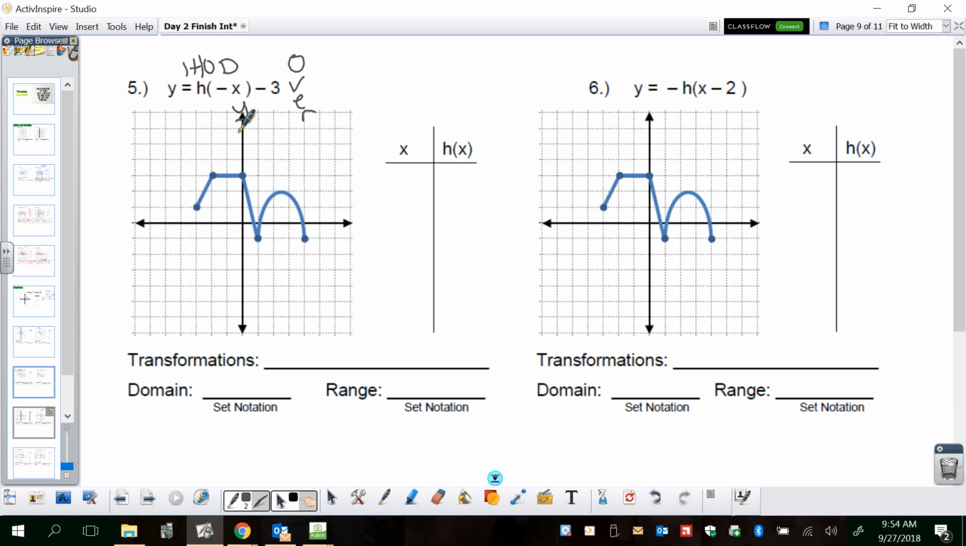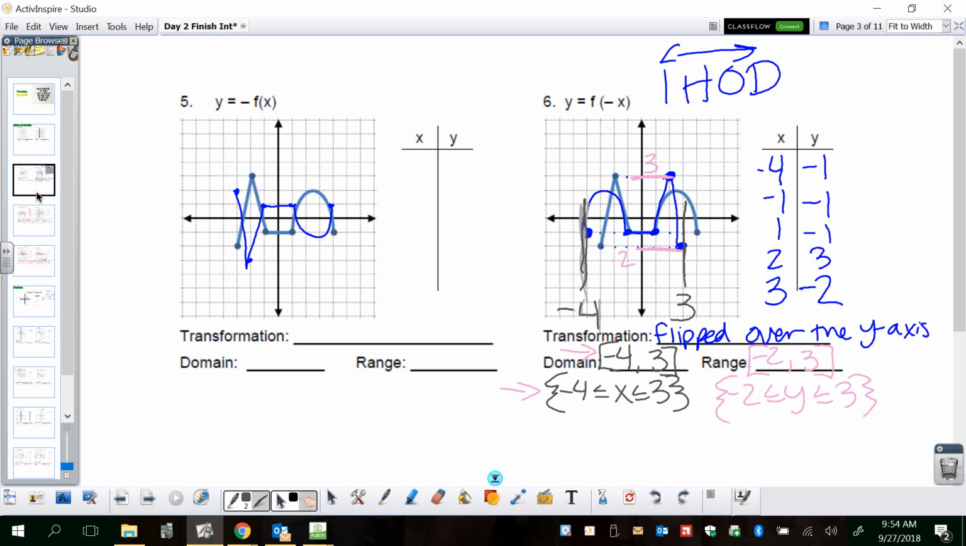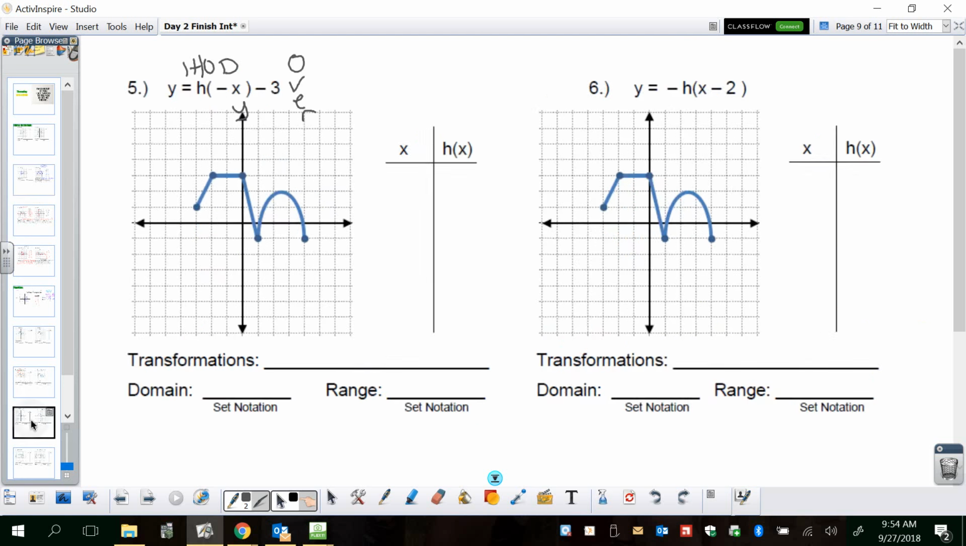So look at number 6 that we did today on yesterday's paper. Look at number 6. See how it's inside and it flipped over the axis? Okay, so that was a flip over the y-axis. So we're going to flip over the y-axis and do what? Outside is vertical, so exact. So down is negative. So we're going to go down 3.